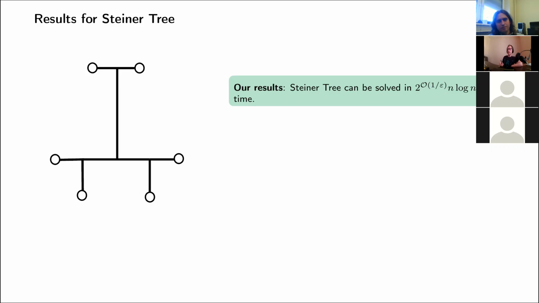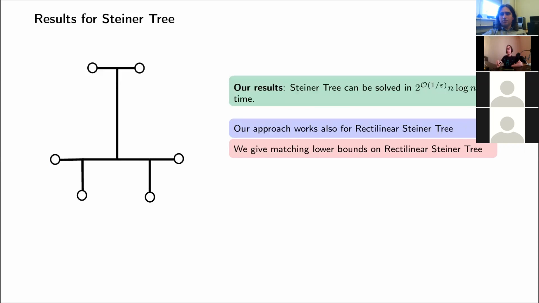So we show that the Steiner tree problem can be solved in 2 to the 1 over epsilon times n log n time. The same holds for rectilinear Steiner tree. And for rectilinear Steiner tree, we also prove matching lower bounds. So for the rectilinear Steiner tree problem, you cannot improve the dependence on epsilon by a little-o.